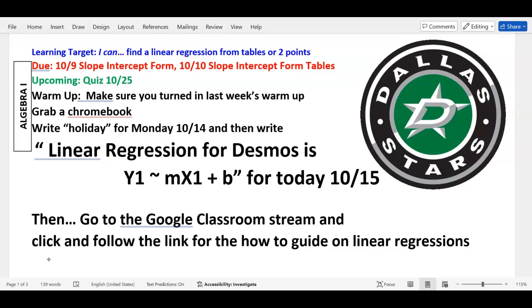Last week's warm-ups, did y'all turn those in? If not, let's get those turned in. You have a Chromebook, holiday yesterday, today. You wrote down this phrase, which is linear regression for Desmos is, and then this weird thing, y1 squiggle.